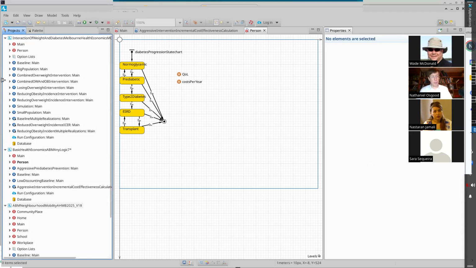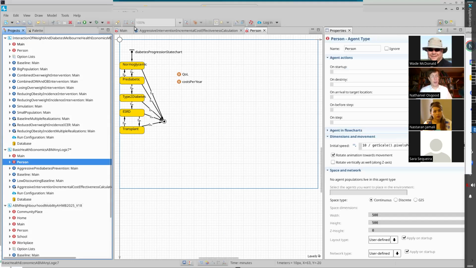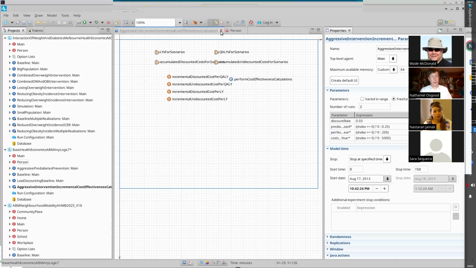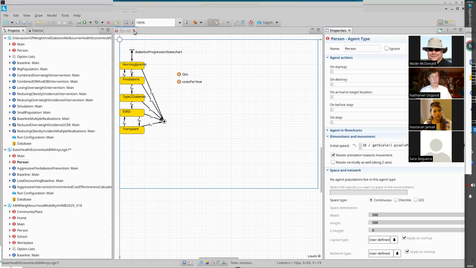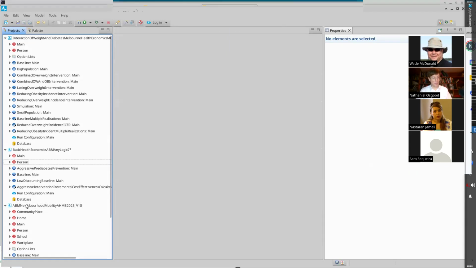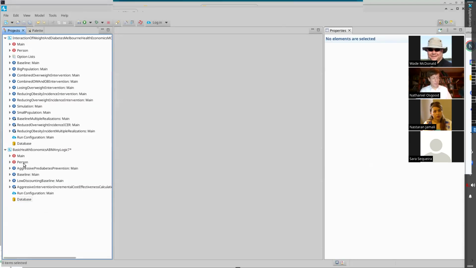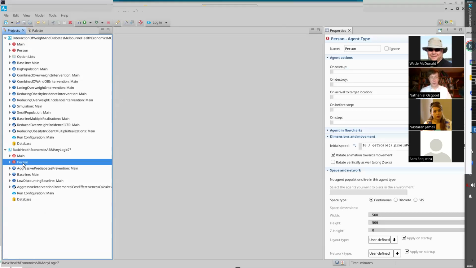Okay, so let's go take a look at this model. I'm going to close up things that are visible here just to not distract us. And I'm going to close this model that we had talked about in an earlier session. Okay, so I'd like to look at the basic health economics ABM.